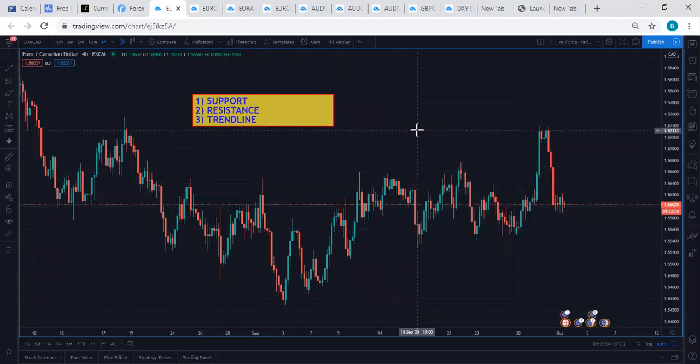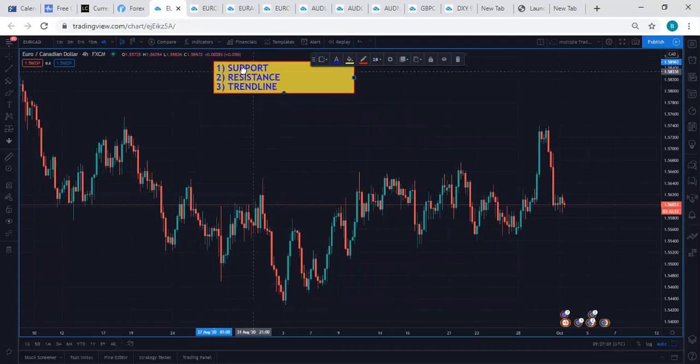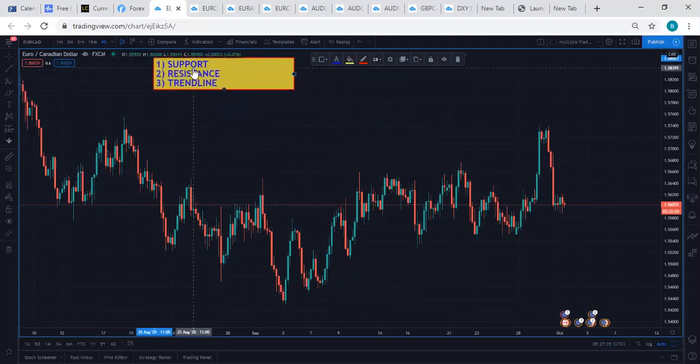What is a support? A support is a reversal zone in the market. First of all, a support is a reversal zone in the market, and I'm going to be showing you how to identify support in the market. That is basically what we'll be doing in this video, and then I'll be giving you an assignment. You're going to do it and take a screenshot and send it to the group on different pairs. Each person is going to do it on 10 pairs.